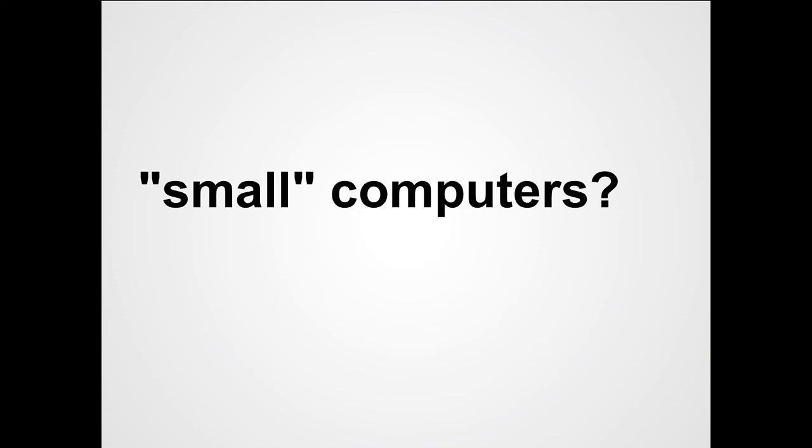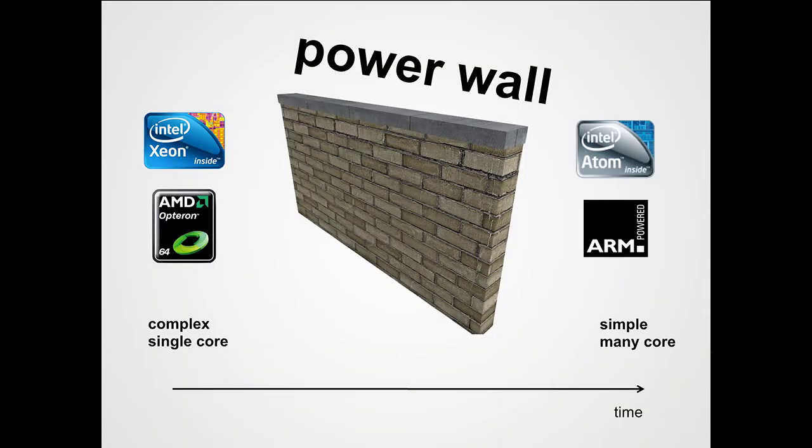I want to clarify what I mean here by small computers, because some of you are probably thinking, whoa, I can buy a 24-core machine that's a much bigger computer than the machines I was buying before. What I really mean is that computer architecture has reached a power wall. We used to build these big, honking, single-core, complex chips. We can't do that anymore. We're building much, much simpler chips, and we're just creating many of them. And that's kind of the future of computing. That's the future of how our architecture is evolving.